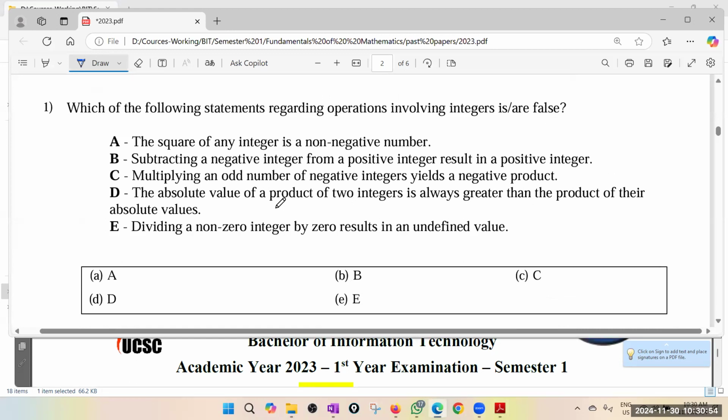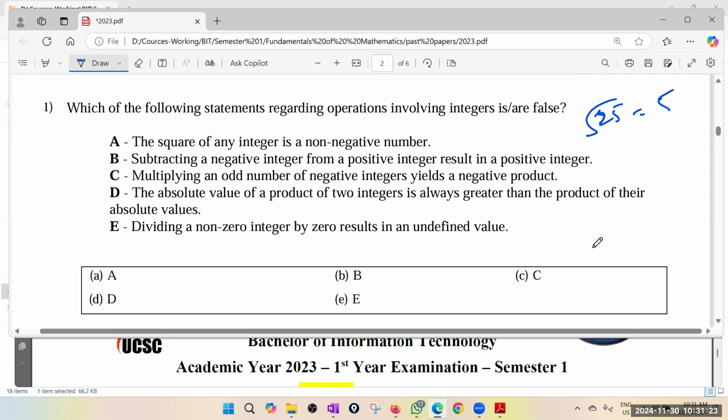Which of the following statements regarding operations involving integers are false? It's not a calculation, it's a theory question. The square of any integer is a non-negative number. So the square of any integer, like the square of 5 is 25. If you don't consider imaginary numbers, yes, it's a non-negative number.